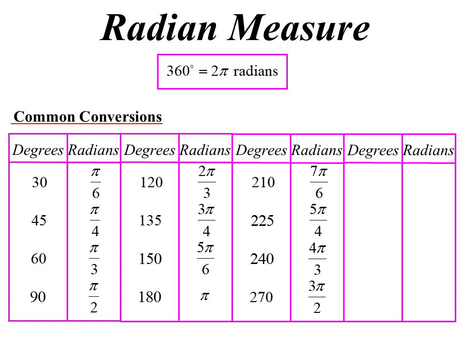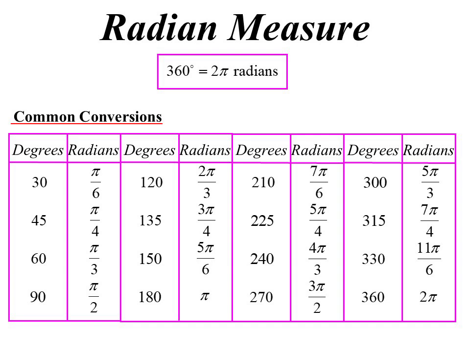210 is 7 pi on 6. Then 5 pi on 4 for 225. 240 is 4 pi on 3. 270 is 3 pi on 2. And we get to our last quadrant: 300 is 5 pi on 3, 315 is 7 pi on 4, 330 is 11 pi on 6, 360 is 2 pi.